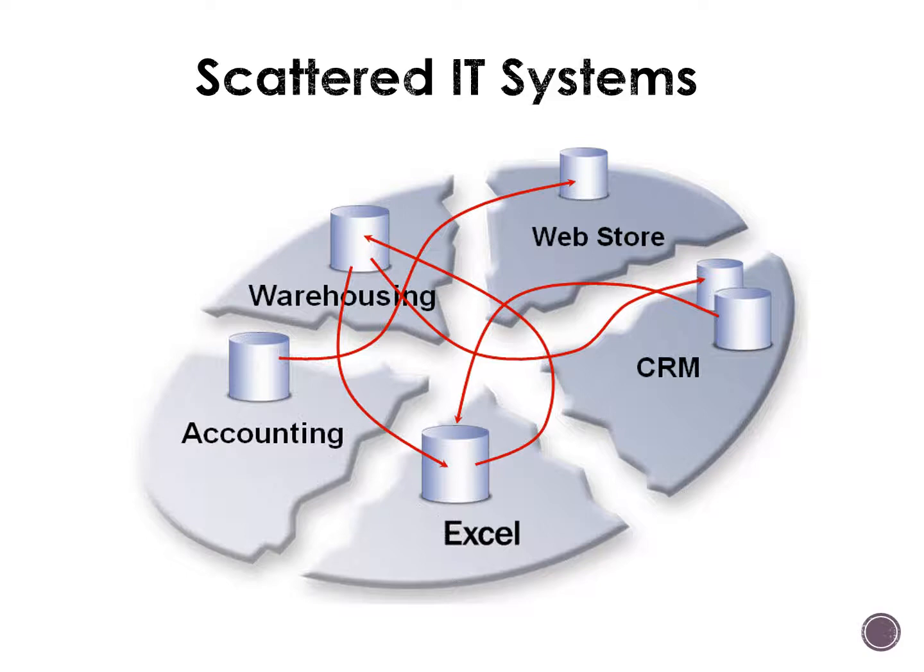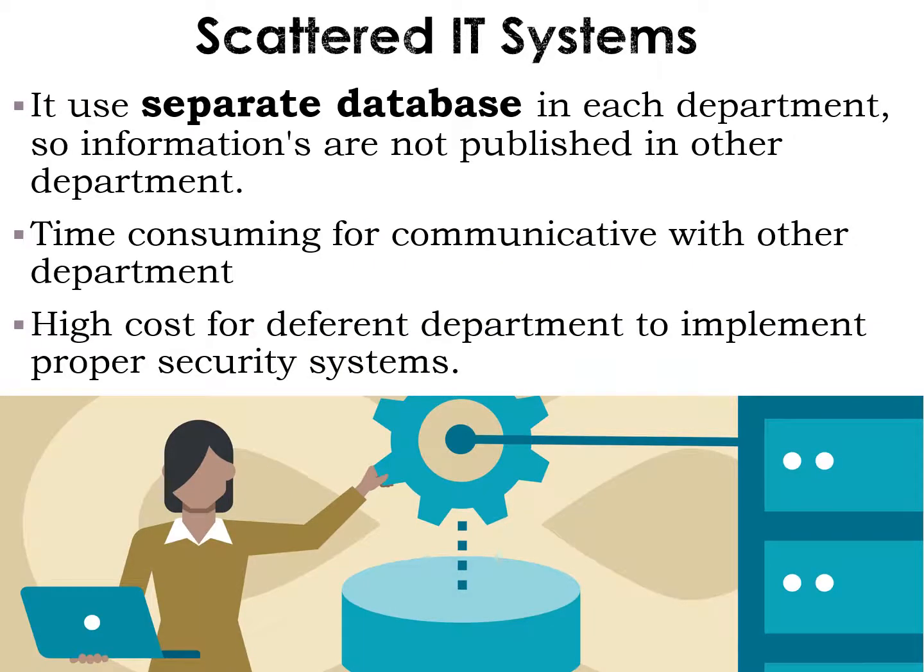In a scattered IT system we need to understand the disadvantages. A scattered IT system uses separate databases, so that means information is not shared with other departments. One department has its own data. In our industry most of the information needs to be shared with other departments. So with a scattered system, information sharing is very difficult and time consuming.